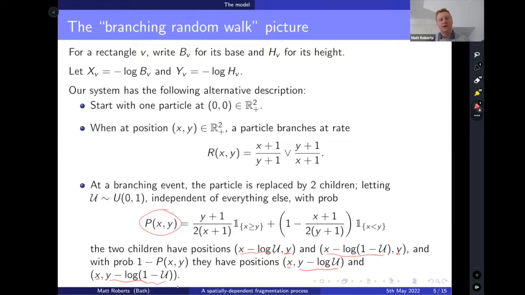So, I said this is like a branching random walk. It's not quite a branching random walk because each particle is not doing a random walk.